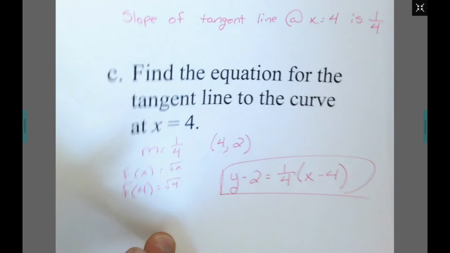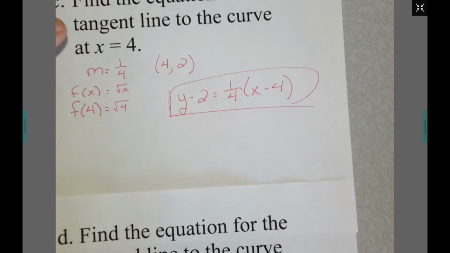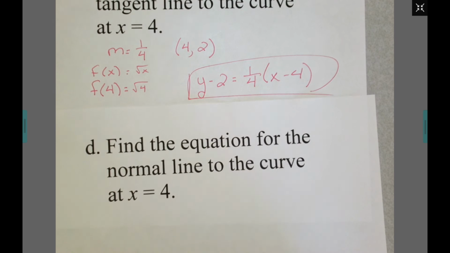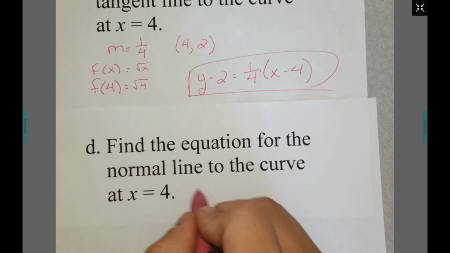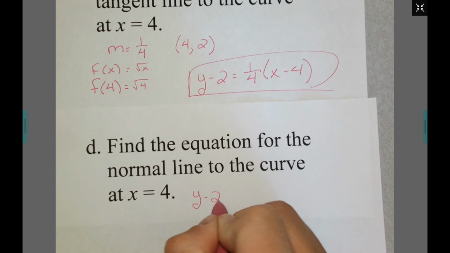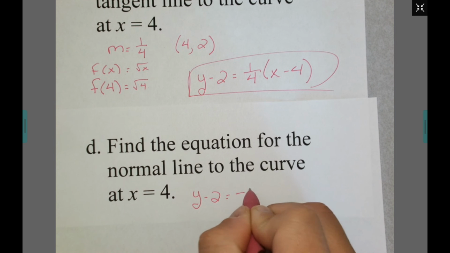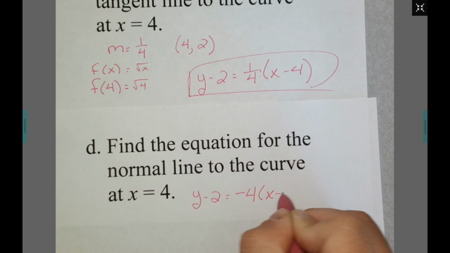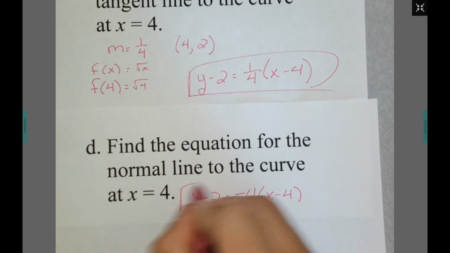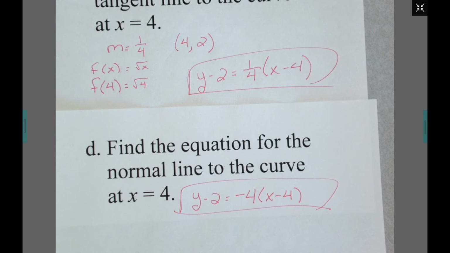All right, with this, the last thing they want is the normal equation. From part C, we know that the normal equation is going to be the same exact equation as the tangent, only difference, the slope is the opposite reciprocal. And that is that.